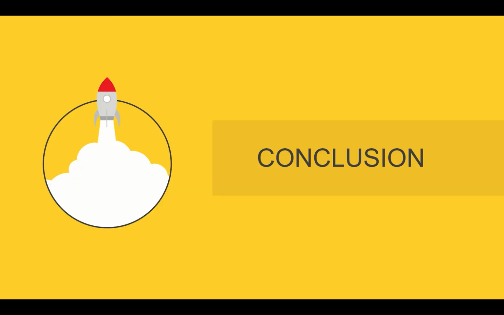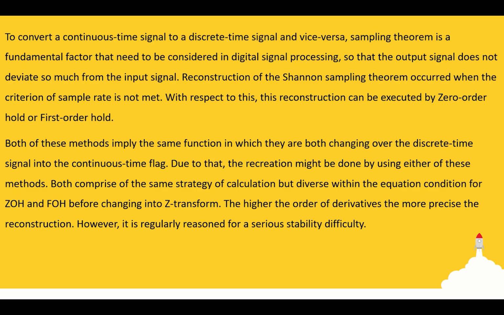Thank you, Haziq. So, as a conclusion, to convert a continuous time signal to a discrete time signal and vice versa, the sampling theorem is a fundamental factor that needs to be considered in digital signal processing so that the output signal does not deviate so much from the input signal. Reconstruction of the Shannon sampling theorem occurred when the criterion of sample rate is not met. With respect to this, reconstruction can be executed by zero order hold or first order hold.